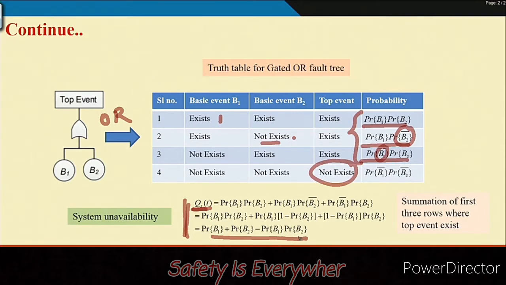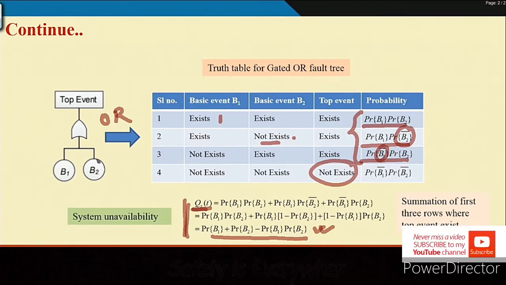Now, this equation you have already seen. If there is an OR gate with two inputs, what is the probability of E? Probability of B1 plus probability of B2 minus probability of B1 into probability of B2, that you have seen. So, the truth table is also giving the same thing, because it is an equivalent representation. Okay, so, this is the OR gate.